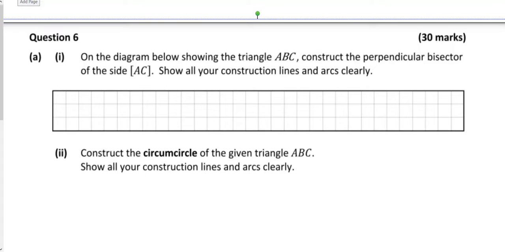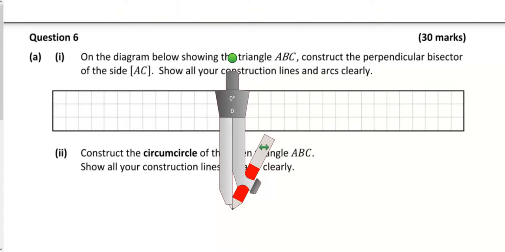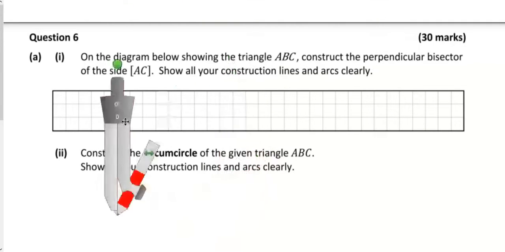next one. On the diagram below, showing the triangle ABC, construct the perpendicular bisector of the line AC. Does anybody remember how to do a perpendicular bisector? Lads, anybody remember how to do a perpendicular bisector?